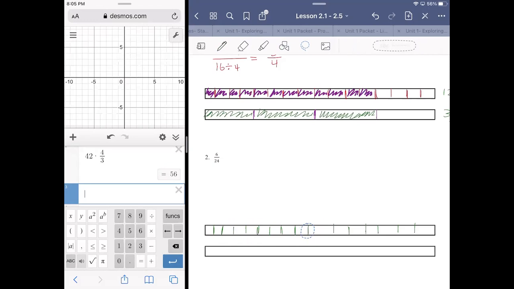And again, this is a technique I'm only doing because I'm not using a ruler. If I was using a ruler, then I would just take the total distance and divide it by 24, and that's how much I would mark off each interval.